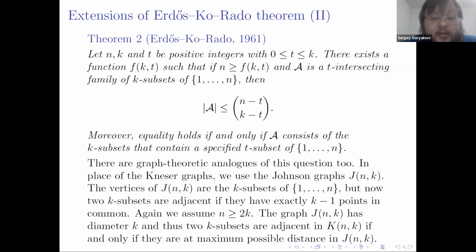There are graph theoretic analogs of this question too. In place of the Kneser graphs, we use the Johnson graph J(n,k). The vertices of J(n,k) are the k-subsets of the set from 1 to n, but now two k-subsets are adjacent if they have exactly k minus 1 points in common. Again, we assume that n is greater or equal to k. The graph J(n,k) has diameter k, and thus two k-subsets are adjacent in K(n,k) if and only if they are at maximum possible distance in J(n,k).